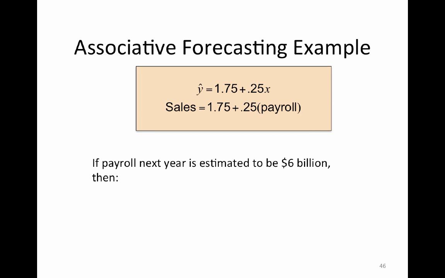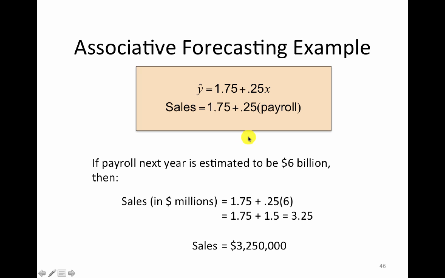Here's an example. If I have a formula set up like this after my regression showed this to be true based on historical data, I plugged in numbers, and it told me this is my regression equation. Then if payroll next year is projected to be 6 billion, I just plug in 6 billion here, and my sales would be expected to be this.